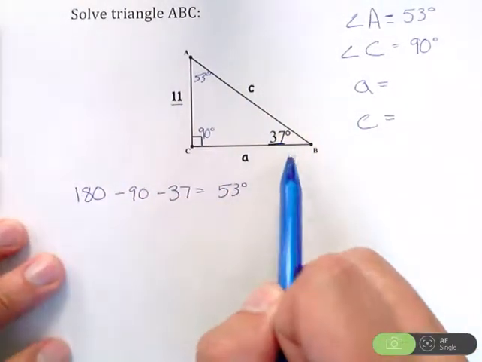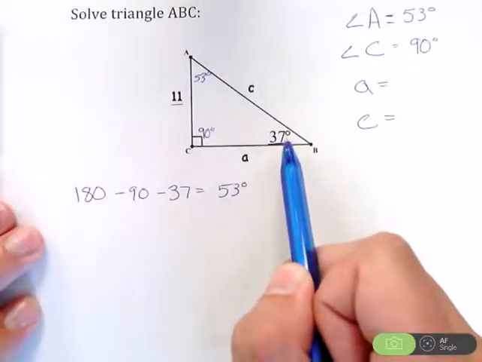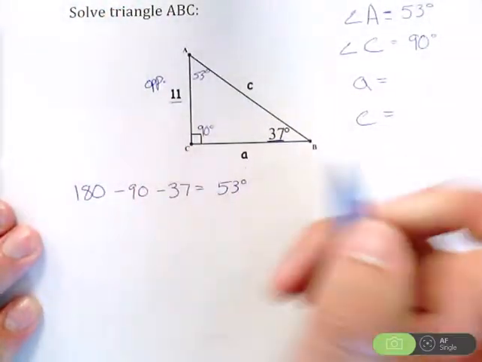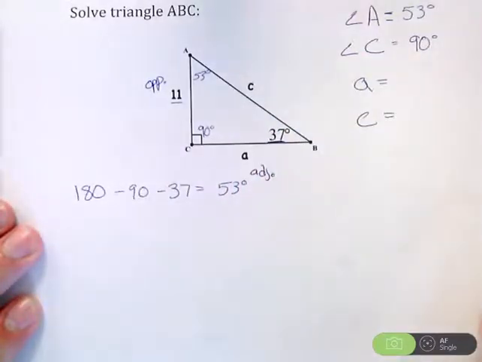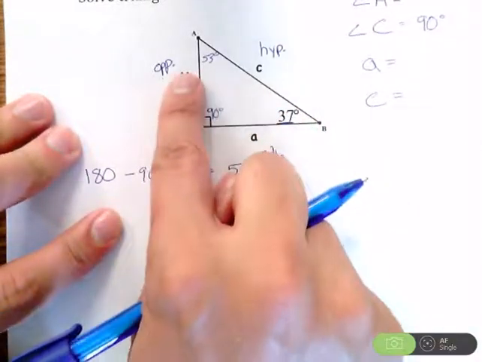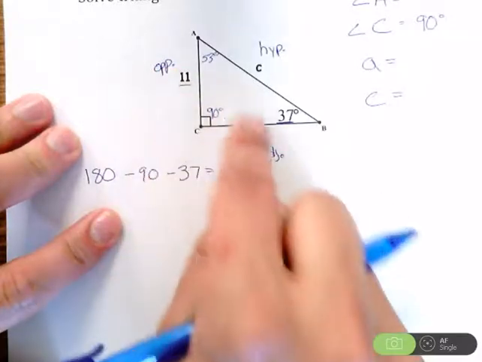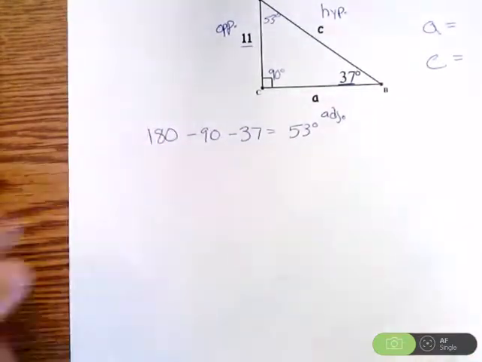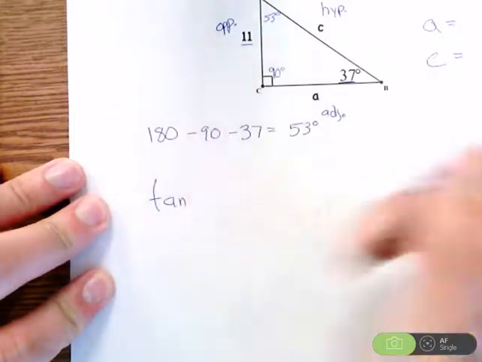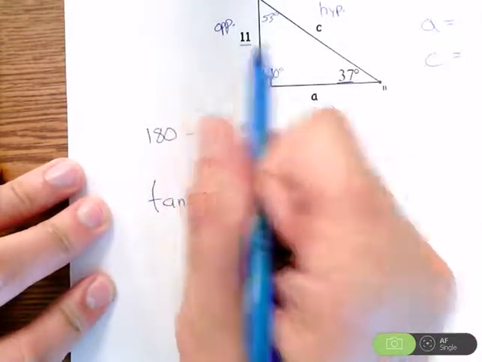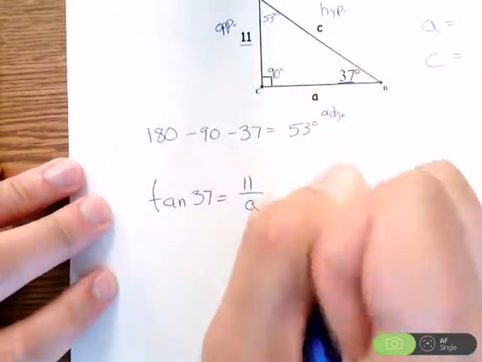I'm going to label, in reference to this 37-degree angle, what I have. Over here, this is the opposite side. Side A is my adjacent side, and side C is my hypotenuse. I'm going to start with side A. I want to use the angle I know and the side that I know. I have an angle, I'm dealing with an opposite, and I want to solve for an adjacent side. Opposite and adjacent, from our trig functions, that is a tangent. So if I take the tangent of this angle, 37 degrees, I should get opposite over adjacent, or 11 divided by side A.